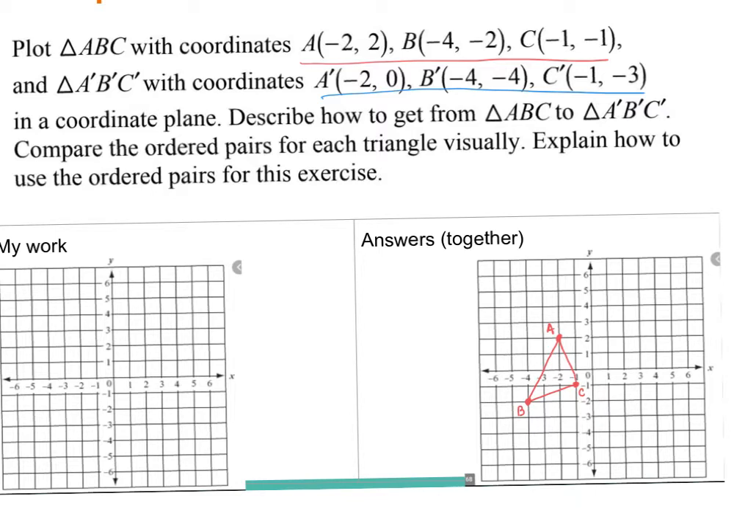Next, we've got A prime, which is at -2, 0. A prime. B prime is at -4, -4. It's down here. And then C prime is -1, -3.